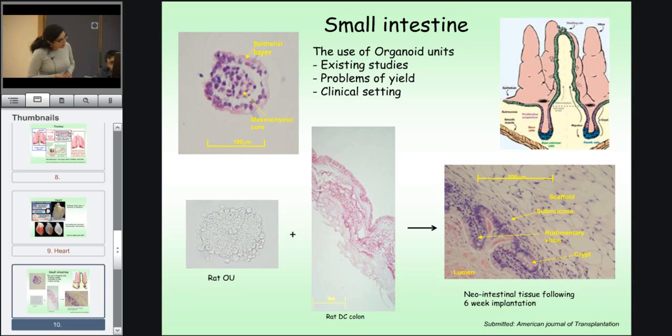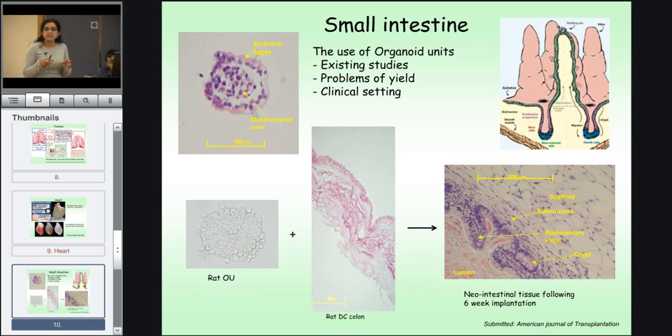Some of you may be able to see the fine villi that will actually protrude into the lumen of the scaffold. Now, it's quite important that when you decellularize your scaffolds that you try and maintain the integrity of that tissue as much as possible. Having produced a scaffold, we then wanted to see the scaffold with cells, and we chose organoid units.